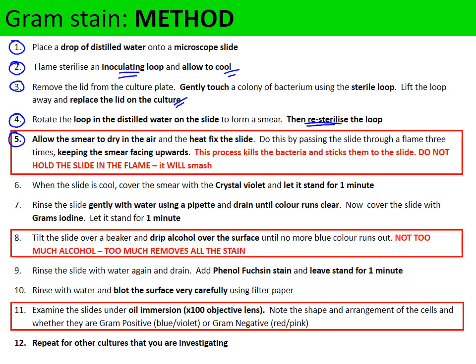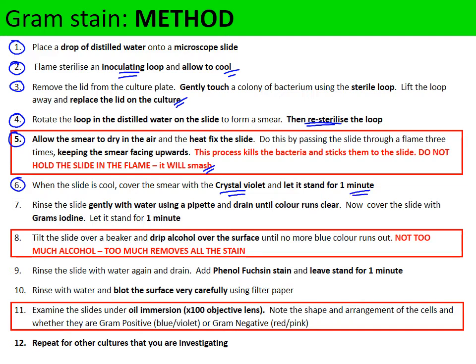Now it's important to keep the droplet of water, what was the droplet of water before it dried out, on the upper surface of the glass slide. And we don't want to keep the glass slide in the blue flame because that will crack the glass slide. So we gently pass it through the blue flame 3 to 4 times. When the glass slide is then cooled, we add a few drops of crystal violet, so this is the first purple dye, onto the bacteria, and we let that stand for 1 minute.